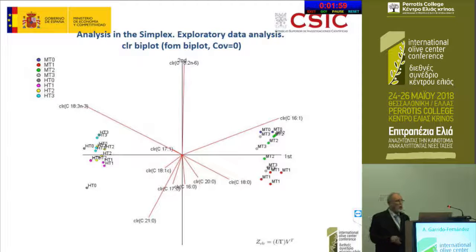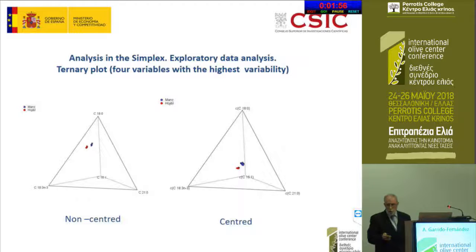Well, this is another characteristic of the new statistic. We are all going to represent this in the simplex, not in the normal axis. This is the presentation as a function of the four fatty acids with the highest variance. Then they will be able to separate as much as possible, in this case, the cultivar. As you can see in the center plot, they are perfectly separated regardless of treatment.